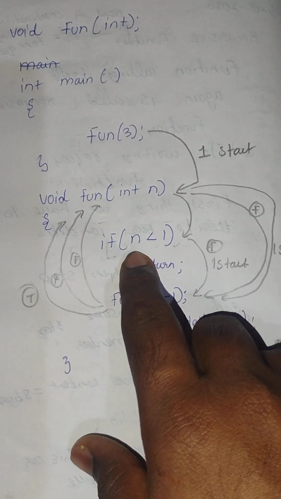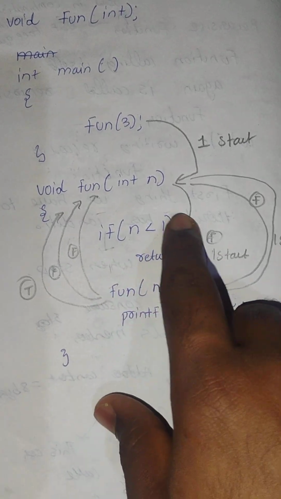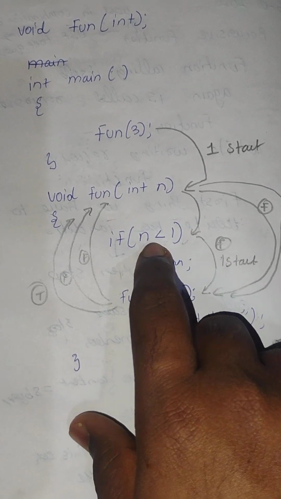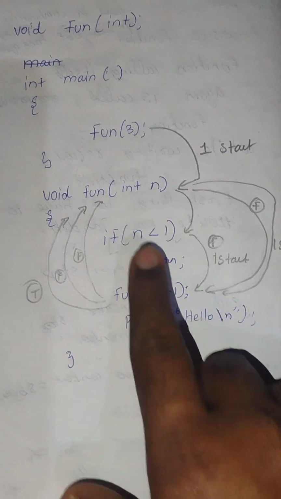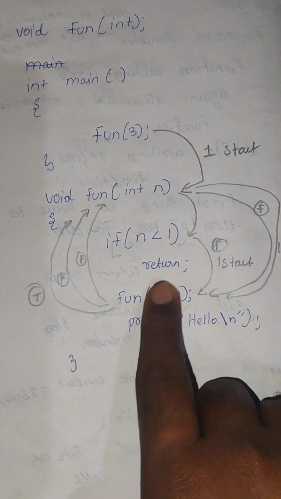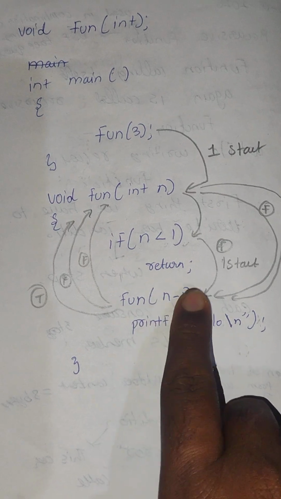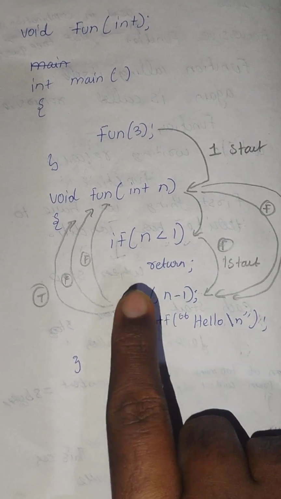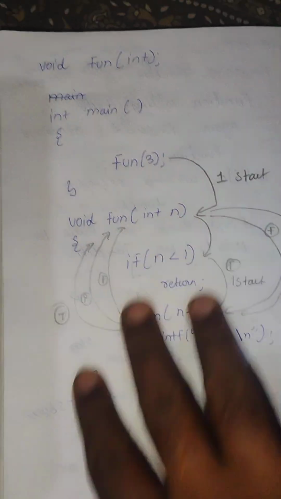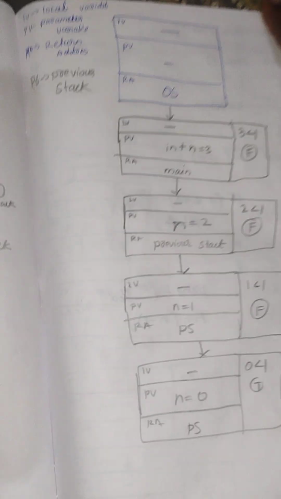Then if, open bracket. This is the base condition: if n is less than 1, it needs to return to the calling function. Otherwise, call function(n minus 1) and print hello. My question is that I need to print hello 3 times. So this is how we can do it, and this is the stack flow.